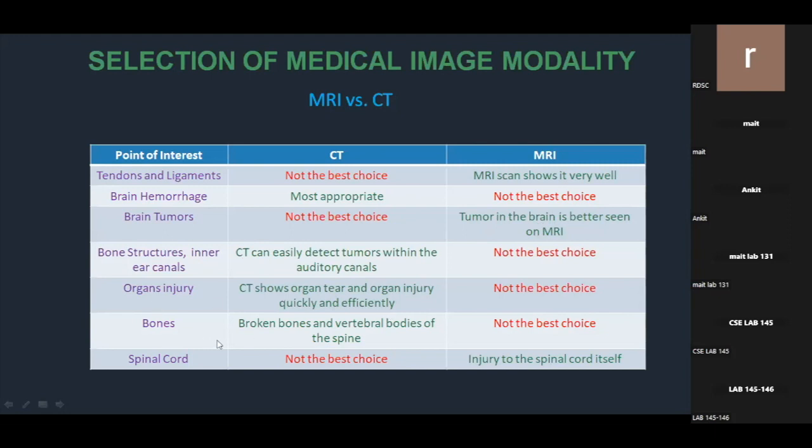Broken bones, beyond the X-rays, we have the CT, which can give you a more detailed structure. Spinal cord problems, we can use MRI. So these are some of the areas of interest where we have worked in the past, and that's how we made the choice of which imaging modality is suitable for us.